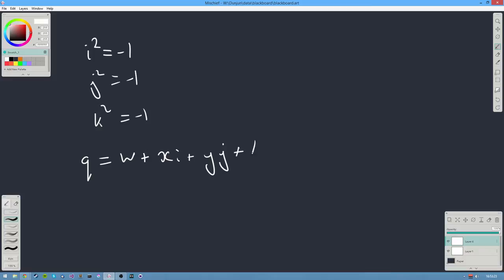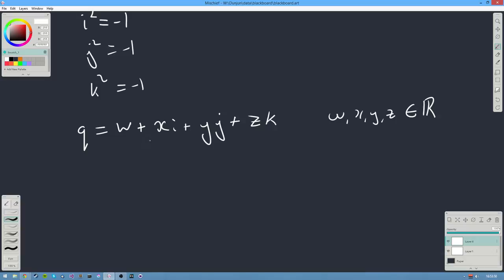And this is the way, so also w, x, y, and z are all real numbers, just as again with complex numbers. Again, if you don't know this notation, please check the previous videos, but this means that our boldface is a real number, and this symbol means it's in the set of the real numbers. So that's how we express a quaternion.